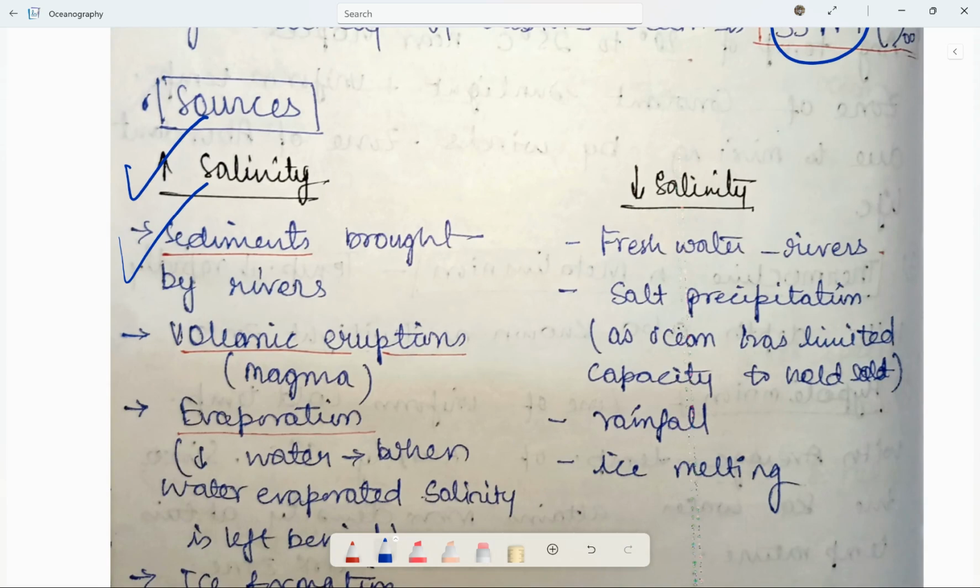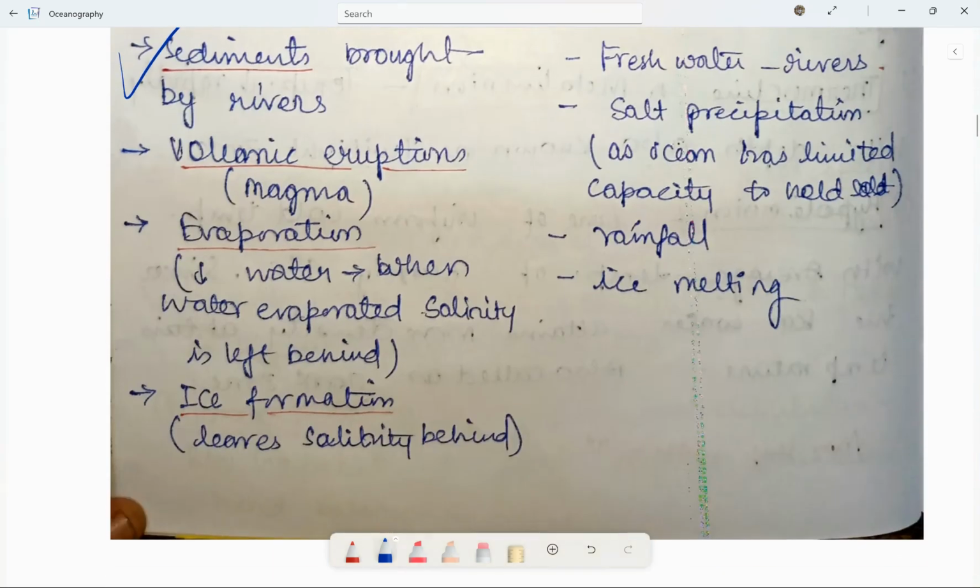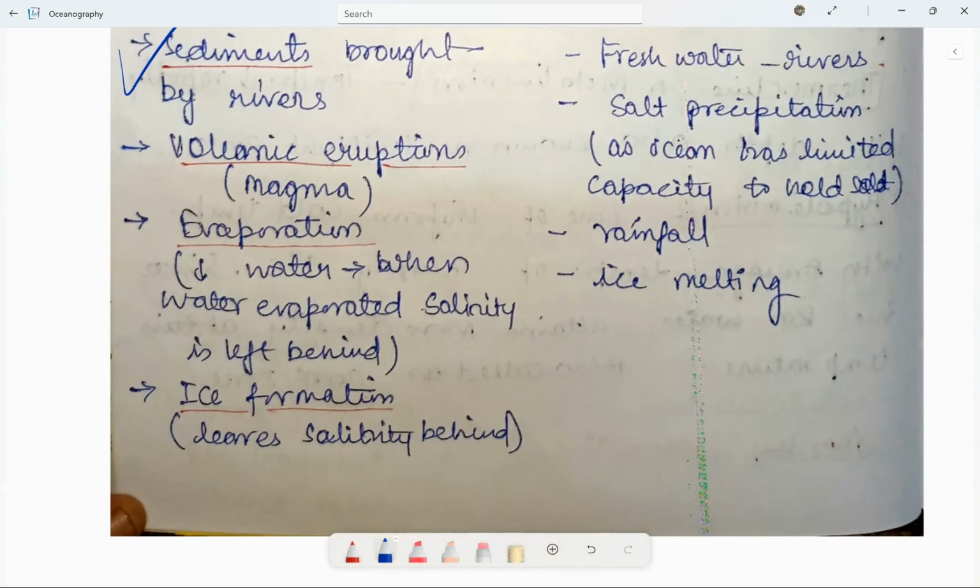Second one being volcanic eruptions. Whenever volcanoes erupt, the magma coming out has a content of salt, which increases the salinity of the water. The third being evaporation. As we know, the evaporation process leads to a decrease in the water level. Now, if you increase the salinity or decrease the water, it will have the same effect. Therefore, because of the evaporation process, the salinity of the water increases due to the decrease in water level.